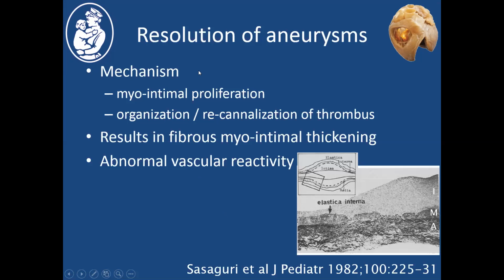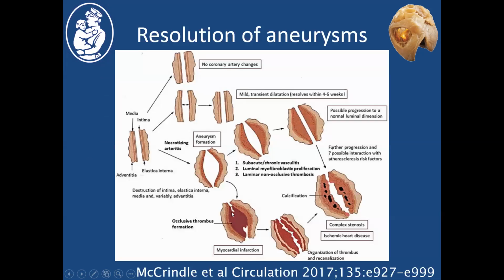Aneurysms tend to resolve by myointimal proliferation or by organization and recanalization of the thrombus, if the thrombus is present. So this results in fibrous myointimal thickening, like you can see over here. This is the vessel wall down here. This is where the aneurysm was, and this is the myofibroblast proliferation here in the intima, causing thickening of the intima and sort of filling in the aneurysm, if you will. This is a very nice summary from a more recent publication.